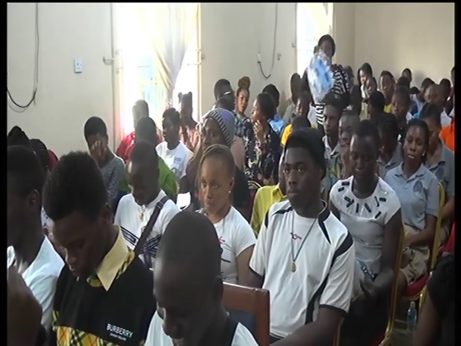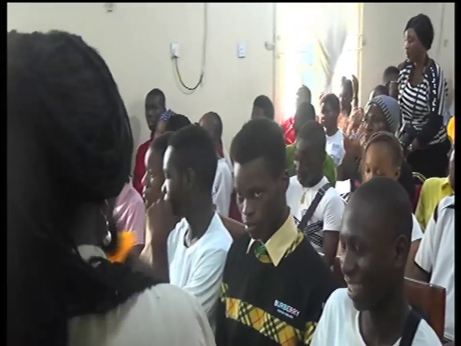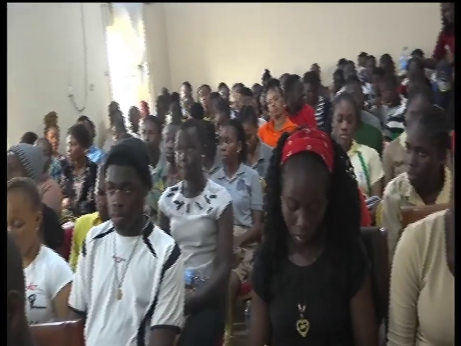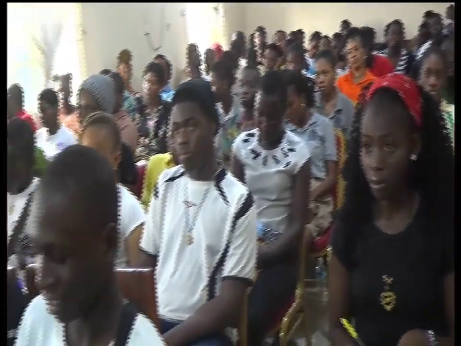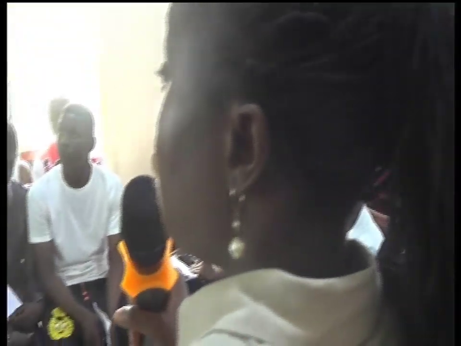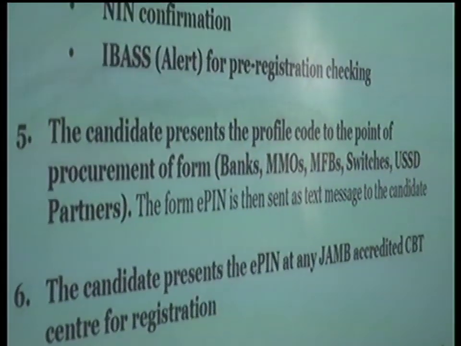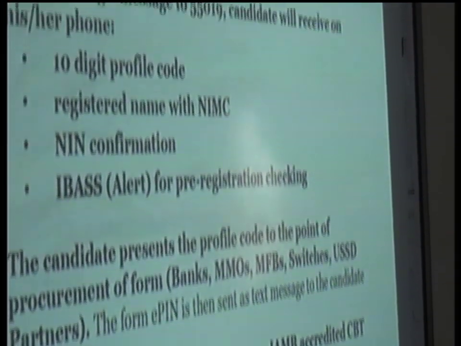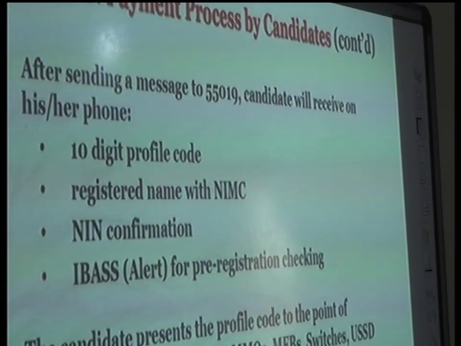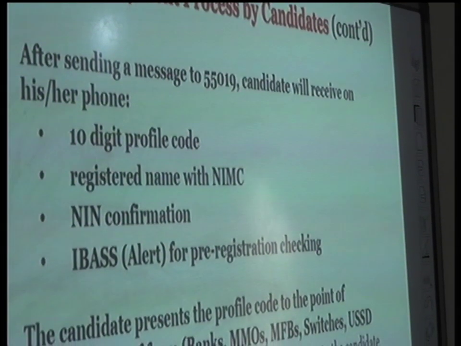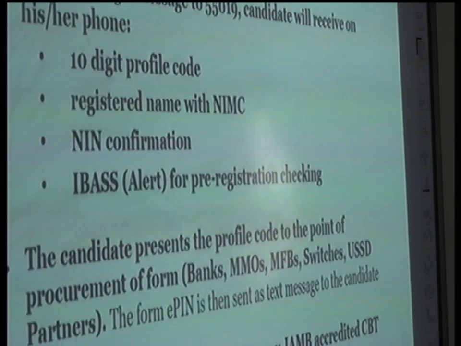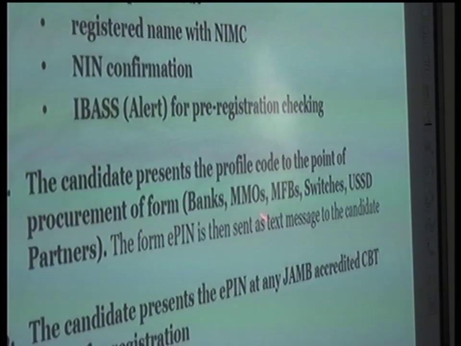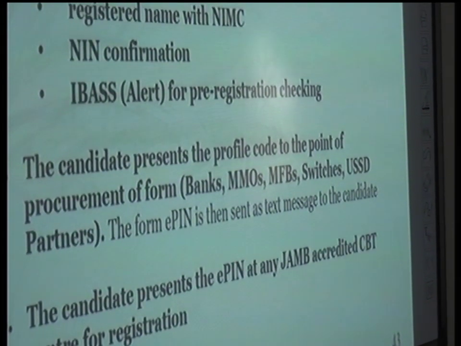If you are using a touch-light phone, you can use it. It's a text message. Then you will get your NIN confirmation. Then you will get an alert for pre-registration checking. So you will get all these messages immediately you send that code. Now, this 10-digit code they will send you is very important. Keep it safe. Immediately you get it, write it somewhere. Get a diary, write all the information. Any information they are sending you, make sure you are writing it down. Now, with this profile code, follow me. This is stage by stage.